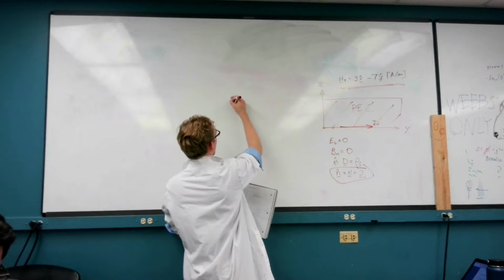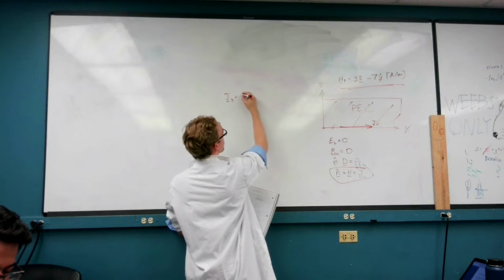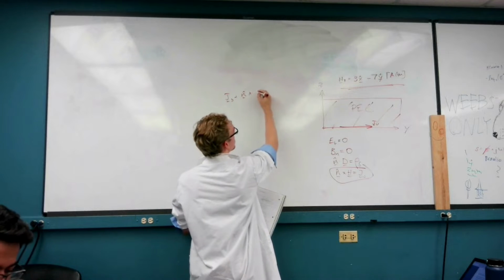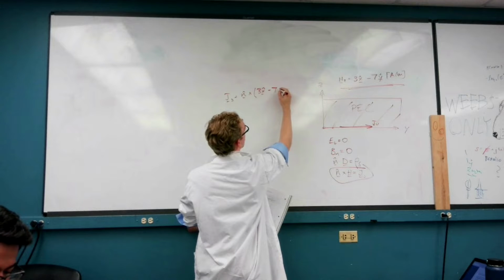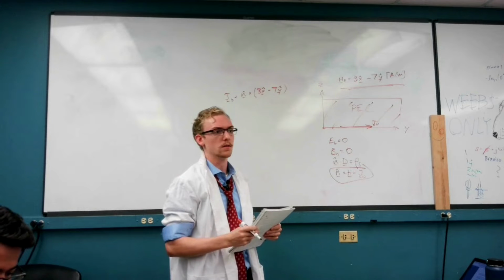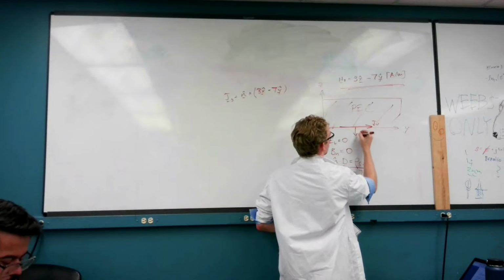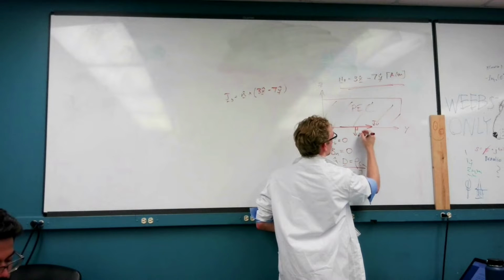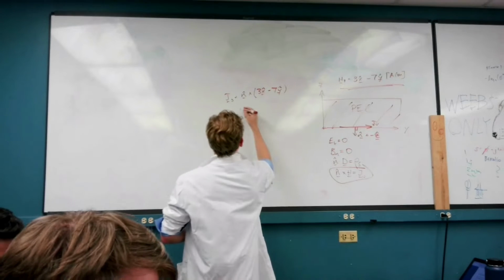So we have N cross H1 equals our JS. So JS equals N hat cross this 3x minus 7y. What's our normal vector for our conductor? Anyone want to take a guess? Exactly. Because this is our normal vector. So it's minus z at the bottom of the slab.